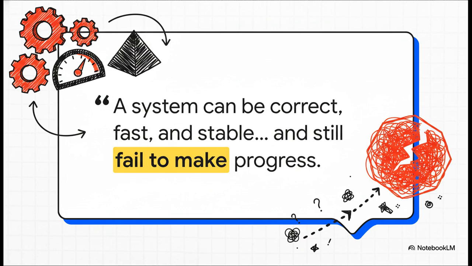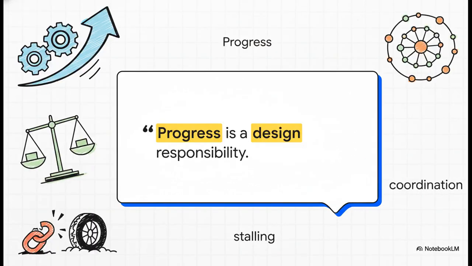And this all leads us to the final, and I think most powerful insight of this whole discussion. You can have a system that is perfectly coded, blazing fast, and by every metric you have, totally stable, and it can still fail. It can fail completely at its one true purpose, making progress. So here it is, the big takeaway. Progress is not an accident. It doesn't just happen on its own. It is a fundamental design responsibility. If you don't actively and consciously design for fairness and coordination from the very beginning, your system will, eventually, grind to a halt. It's not a question of if, but when.